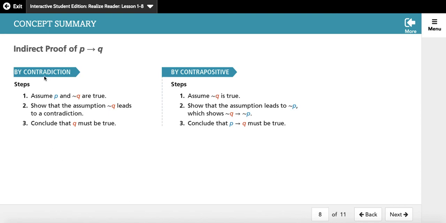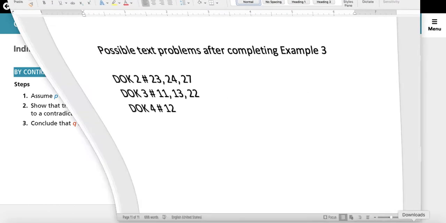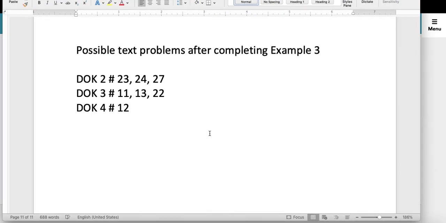Indirect proof by contradiction, indirect proof by the contrapositive, where you have the P's and Q's, and there's the steps if you wanted to take a screenshot of that. Okay, now after example 3, you should be able to do these 7 problems, 23, 24, 27, 11, 13, 22, and 12.